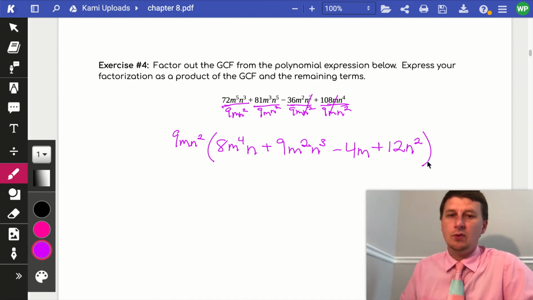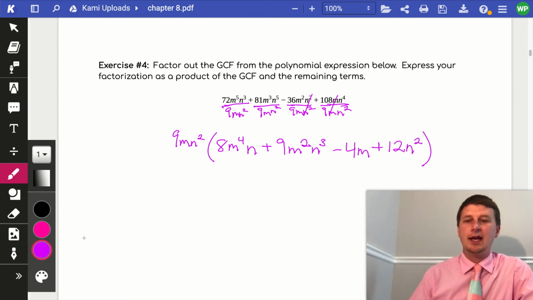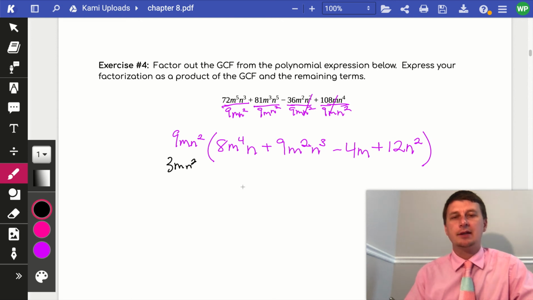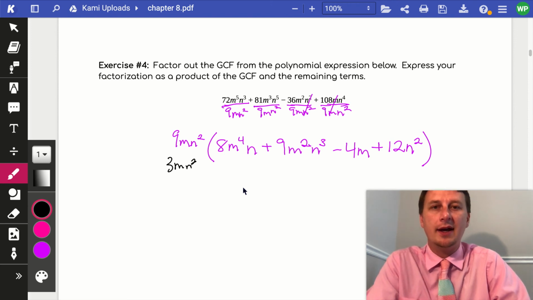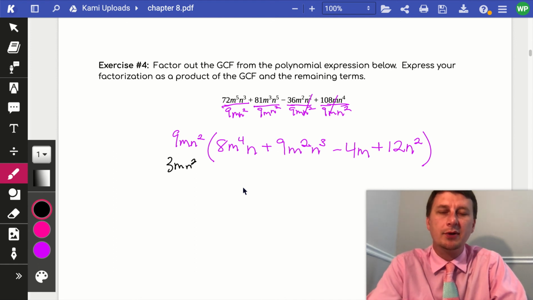And let's just say you factored out a 3mn squared instead of the 9. What you would have inside your parentheses is an expression that does have yet another GCF. And that's one way you could figure out if you factored out the correct GCF in the first place. Otherwise, if you have a GCF inside the parentheses, then you just factored out a common factor, but not the greatest common factor. So again, always check inside your parentheses to make sure there is no GCF inside those parentheses.